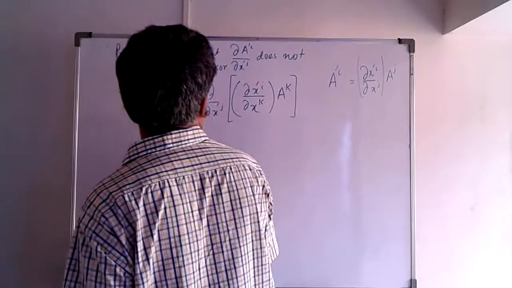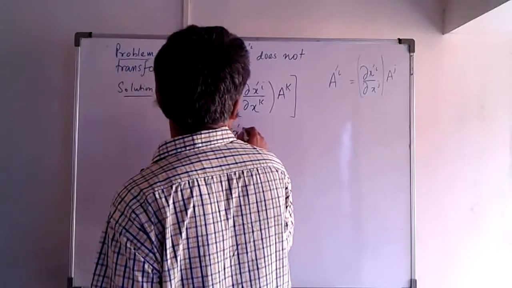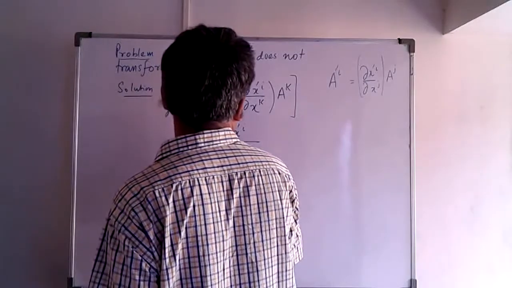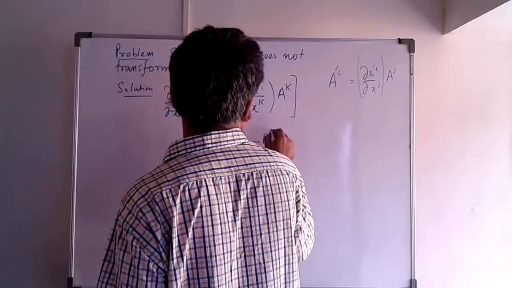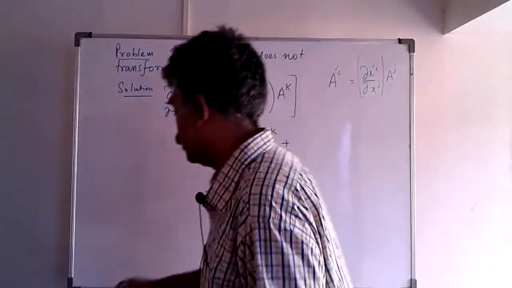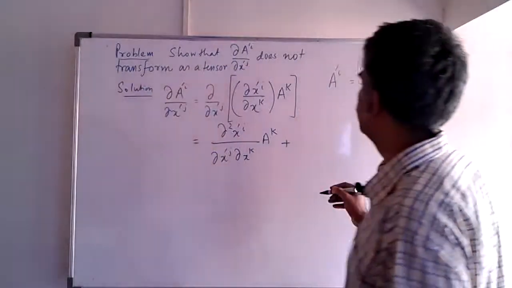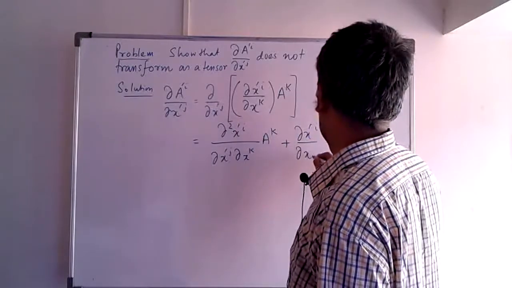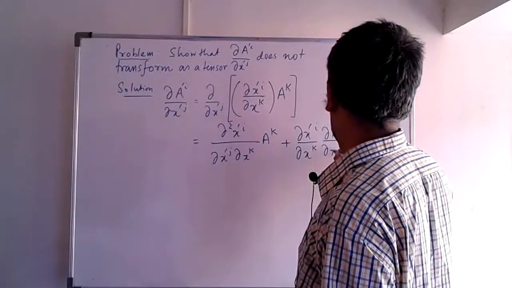Now take the derivative. See, del 2 x prime i / del x prime j del x k, A k, plus, just one thing, del x prime i / del x k, del A k / del x prime j.